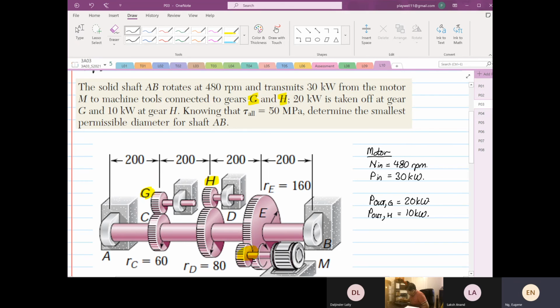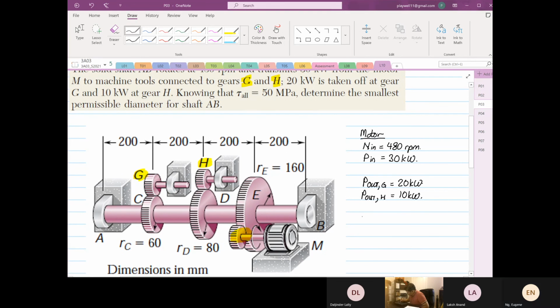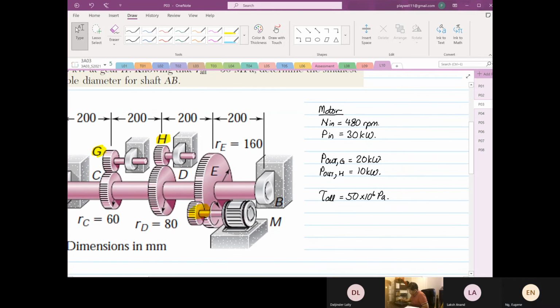We are also given that the allowable shear is 50 times 10 to the 6 Pascal. So we know that now. We also realize that zero axial load is applied on the shaft.